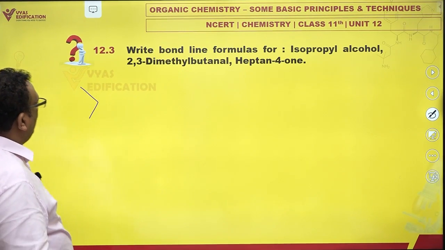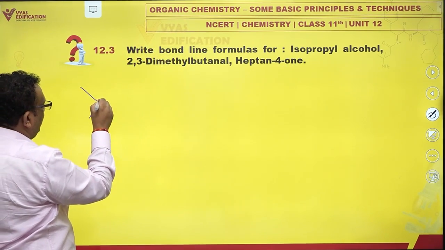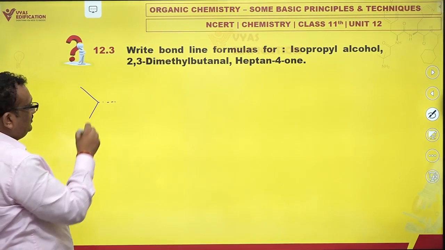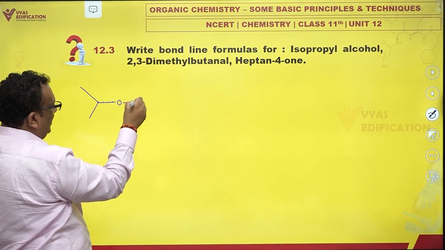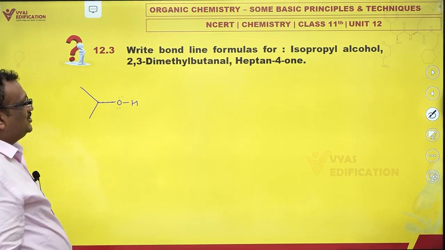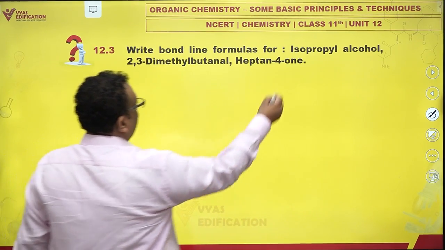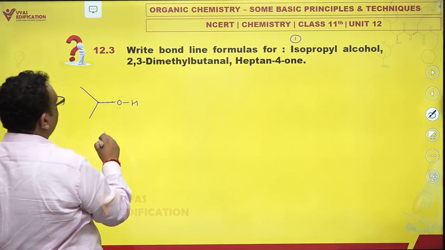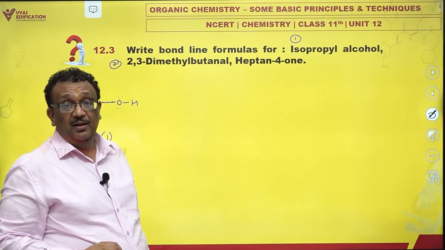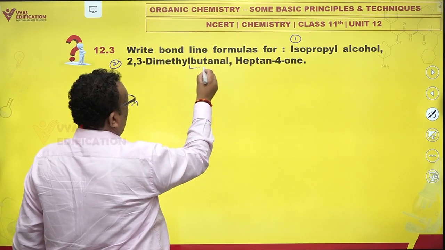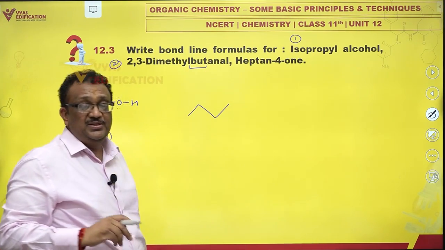In isopropyl alcohol, first of all you have the isopropyl group. Now this would be the isopropyl group. 1, 2, 3 carbons, isopropyl, and alcohol means I have OH here. This, my dear, is isopropyl alcohol. First one. Then we have 2,3-dimethyl butanal. Now I catch the word but. But means 4. 1, 2, 3, 4. 4 corners means but.